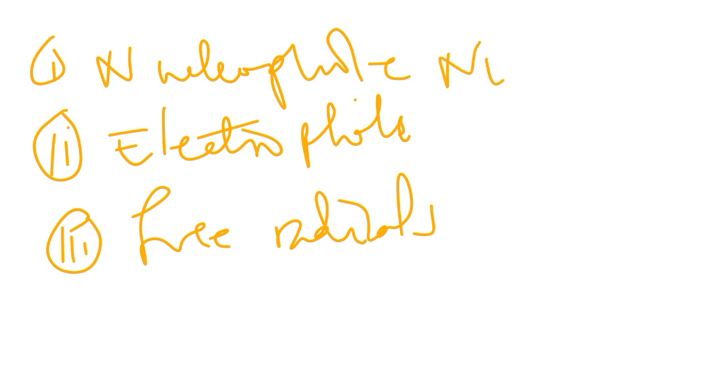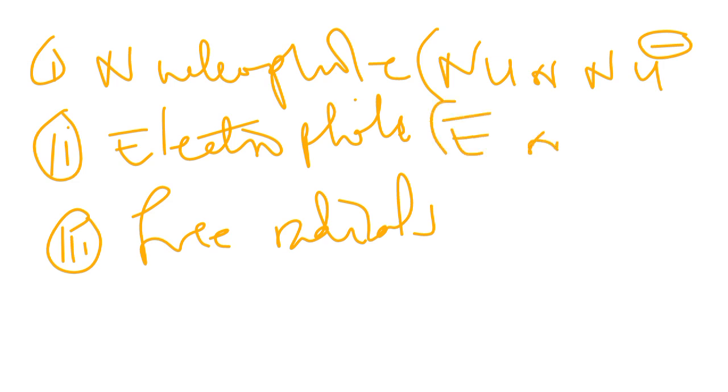It can be symbolized like this one, or it can be in the form of this one. This nucleophile means that I have unshared electrons. It means that I have excess electrons. When you say electrophile, it can be shown like this one, or maybe in the form of this one, A positive. And this free radical is shown this way.